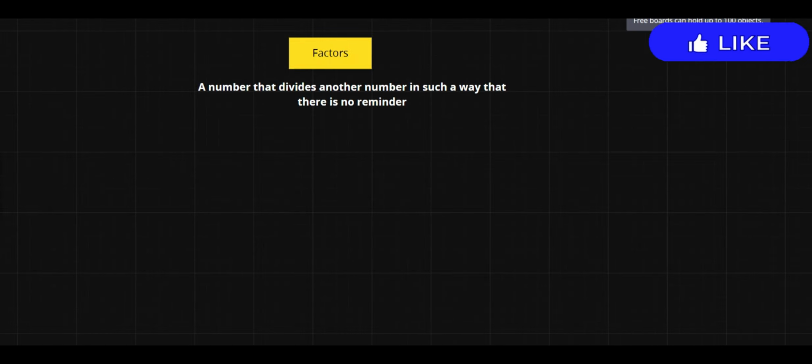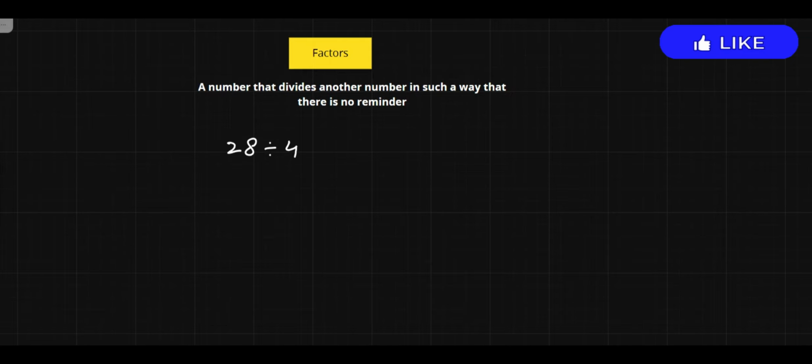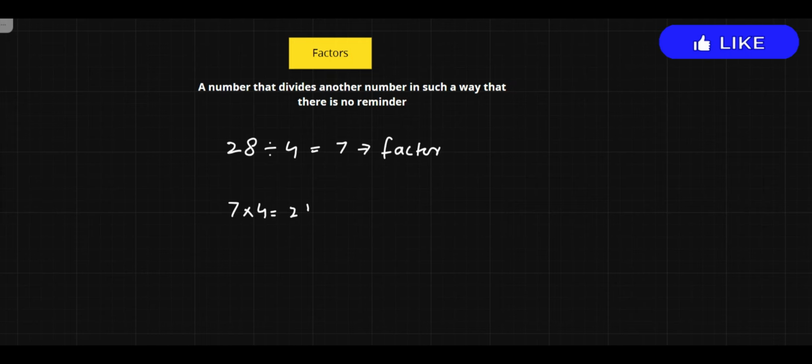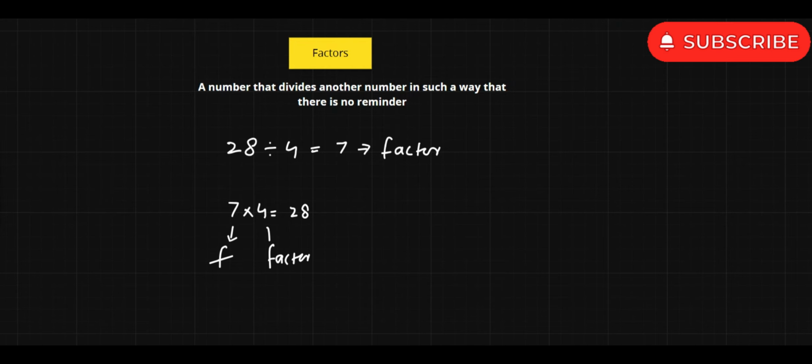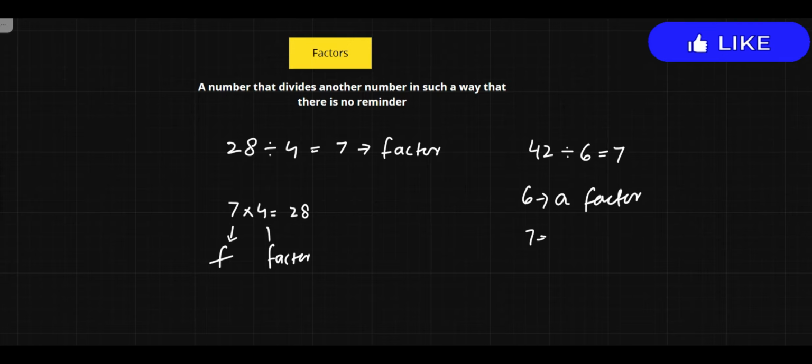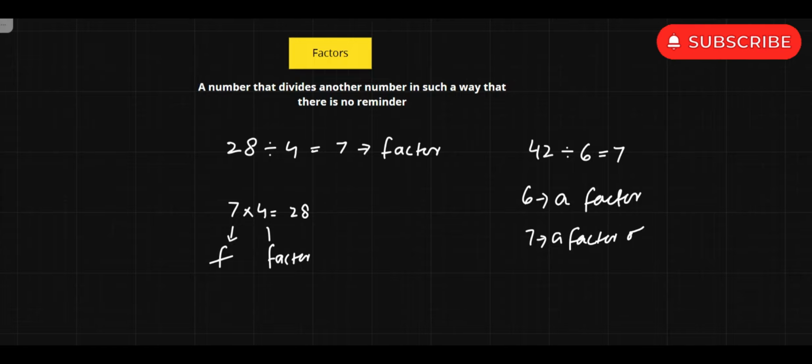A factor is a number that divides another number in such a way that there is no remainder. For example, we have a number that is 28. 28 divided by 4 gives the answer 7. So this 7 is a factor of 28. If you write it like this, 7 times 4 equals 28. So this 4 is also a factor of 28. Similarly, if we write 42, so 42 divided by 6 equals 7. So here in this case, 6 is also a factor and 7 is also a factor of 42.